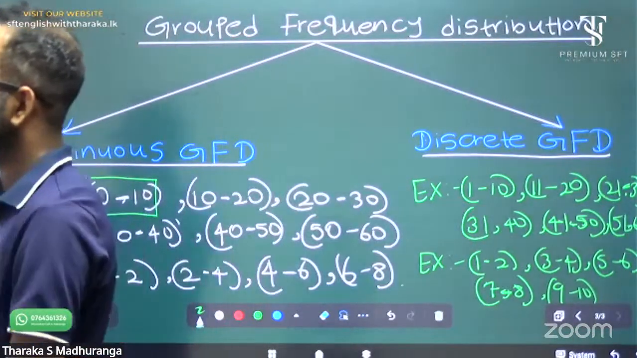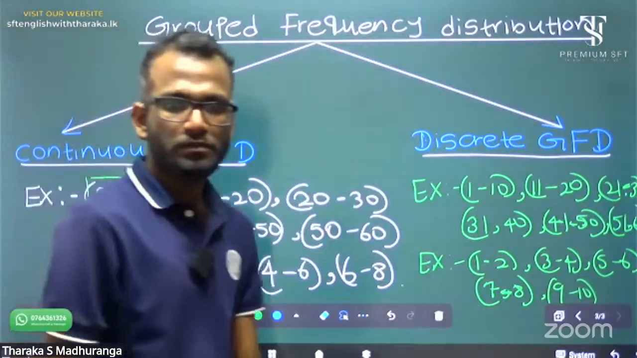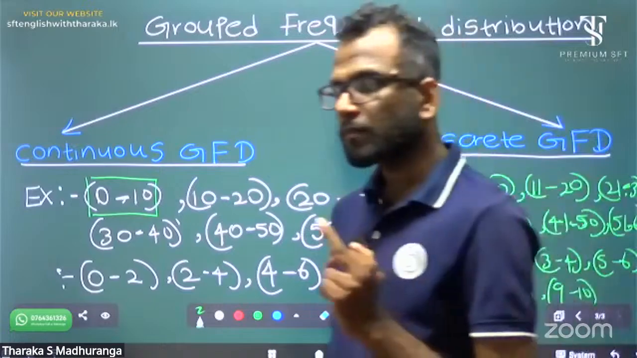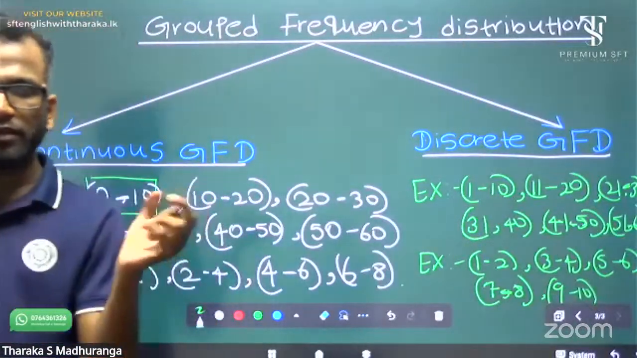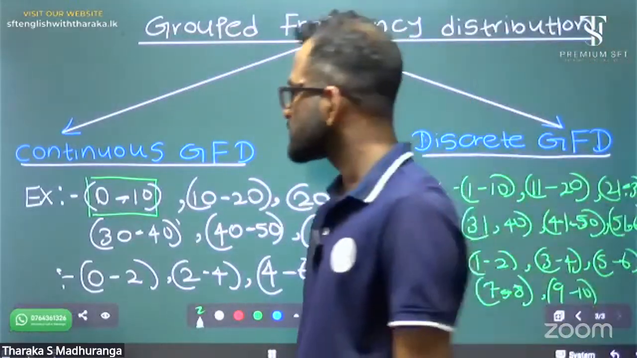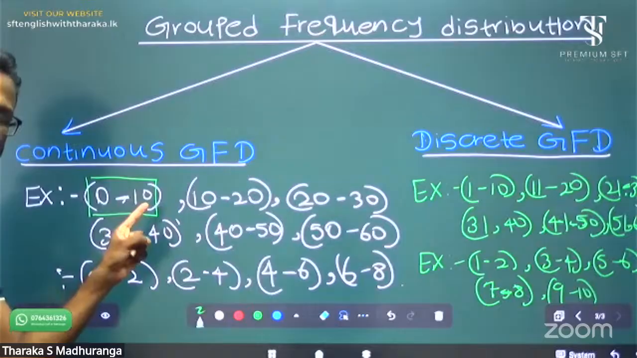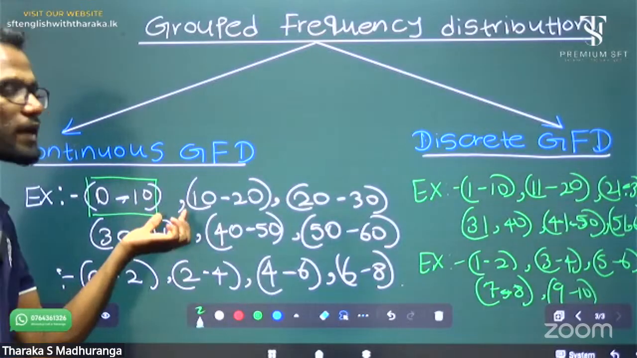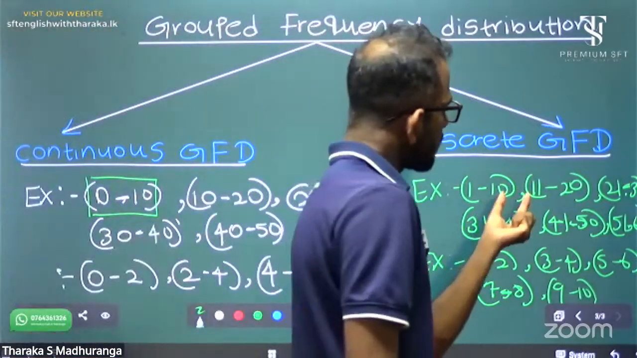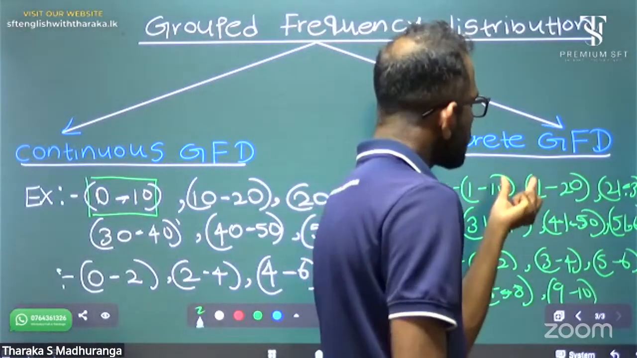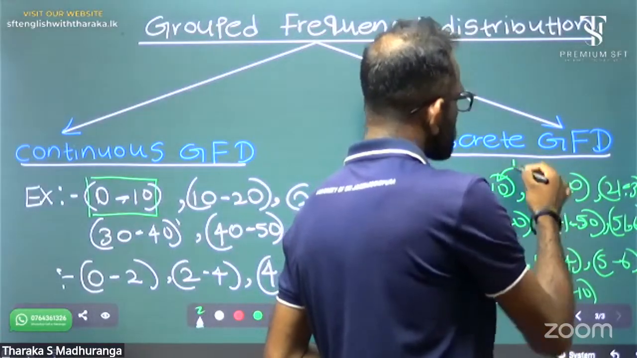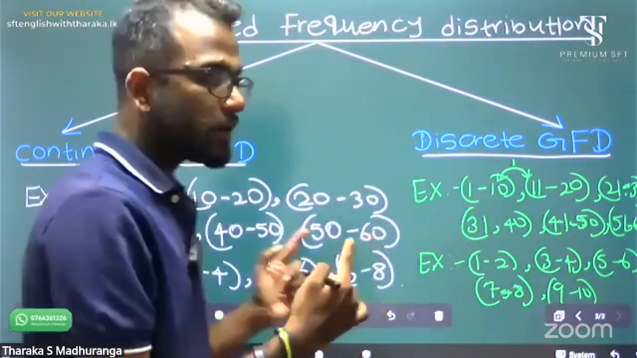What's the main difference? Udanya, what's the difference between continuous and discrete? Okay, very good. In continuous frequency distribution, no gaps. But in discrete frequency distributions, they have a gap. See, they have one gap between these two groups. Okay, that's the main difference.